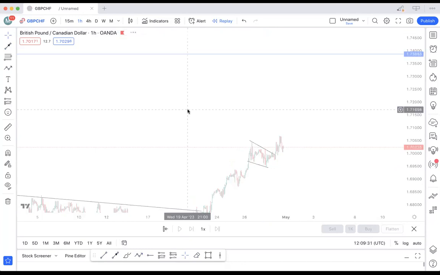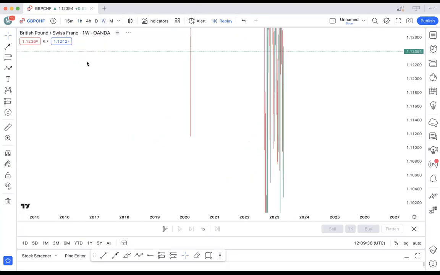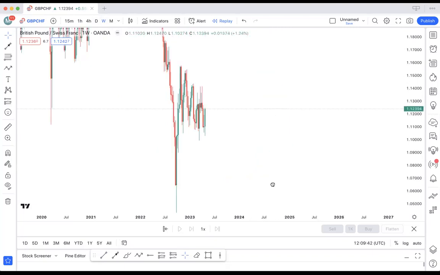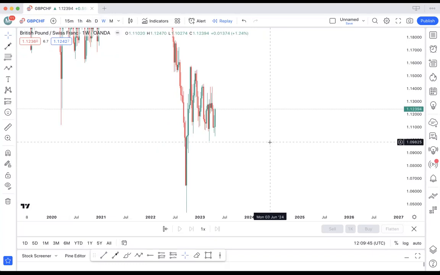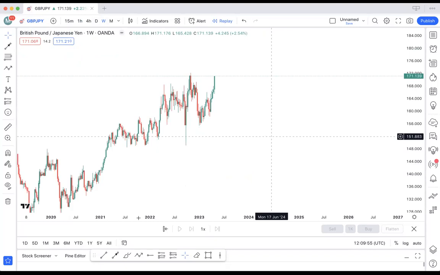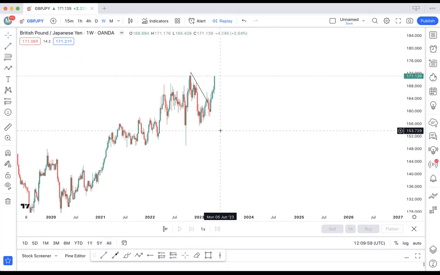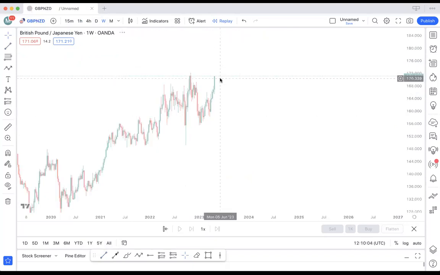Now let us see our next pair, which is the pound over the Swiss franc. So also on the weekly, we're not having anything much to confirm whether we are buying or selling. So let us skip it. Also with pound Japanese yen, I'm not seeing anything that I'm liking. So let's see if I draw this one. Now I'm not having anything that I'm liking for me to confirm our buys or sells. Let us skip it.